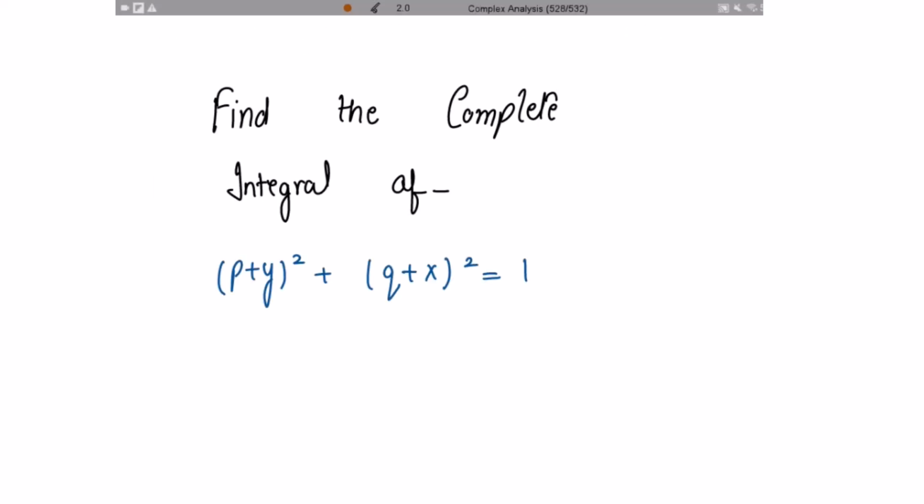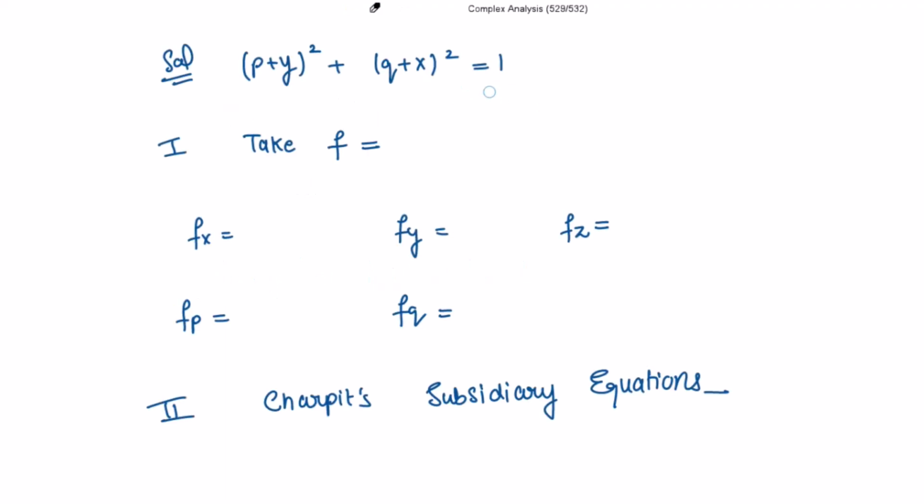We need to find the complete integral of this equation. For that we need to take this one to the other side, and I'm writing here (p + y)² + (q + x)² − 1. And then we need to find all these details.